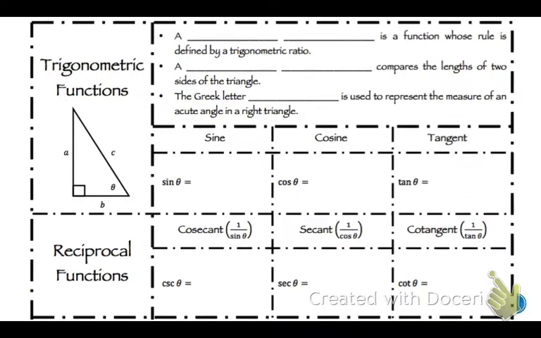Okay, so let's go through this. Trigonometric functions. A trigonometric function is a function whose rule is defined by a trigonometric ratio. A trigonometric ratio compares the lengths of two sides of the triangle. And then the Greek letter theta is used to represent the measure of an acute angle in a right triangle.